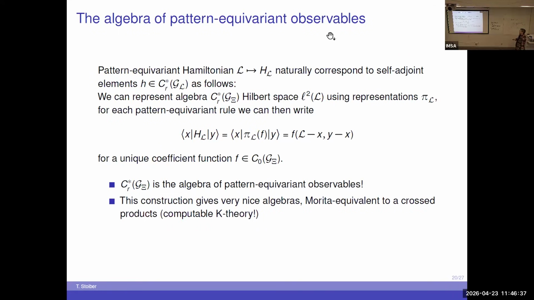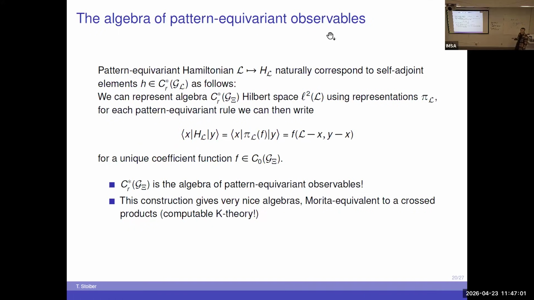And it's not just any groupoid algebra. Actually, these are very nice. So these are basically Morita equivalent to cross products. So we understand it very well, especially we can compute their K-theories and so on. It's not a hopeless problem. So this is the ideal starting point for our classification problem.